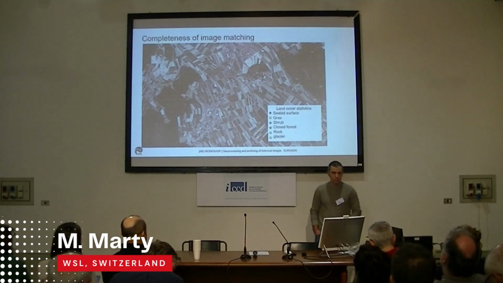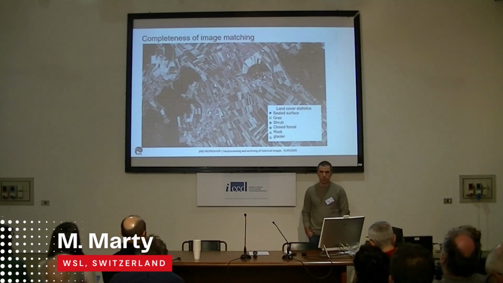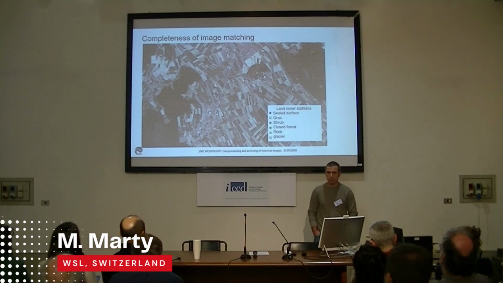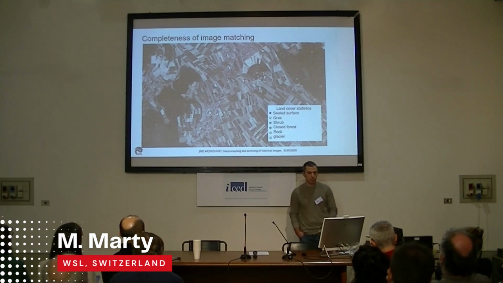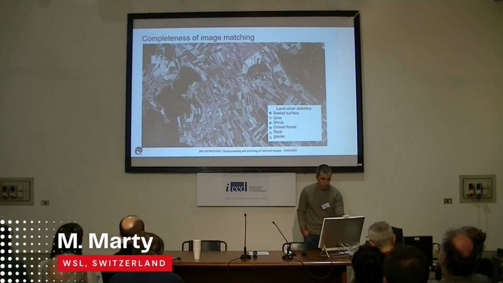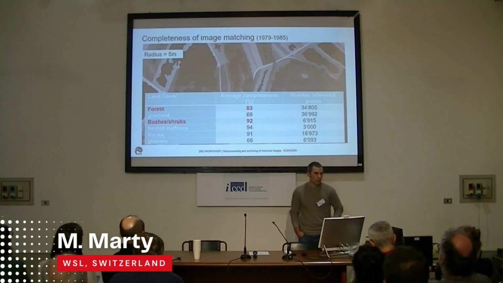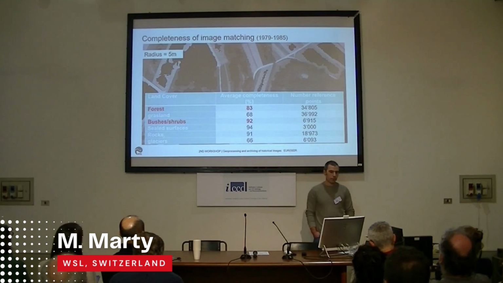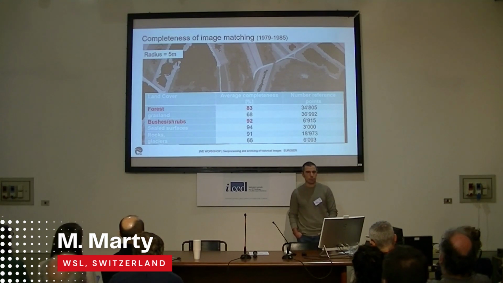Now then we also checked the completeness of the image matching. We did this for all the land use classes of the land cover statistics data set. These are sealed surfaces, grass, shrub, closed forest, rock and glaciers. And we did it in a way that we put circles with 5 meter radius around every point, and in there calculated the percentage of successfully matched points.